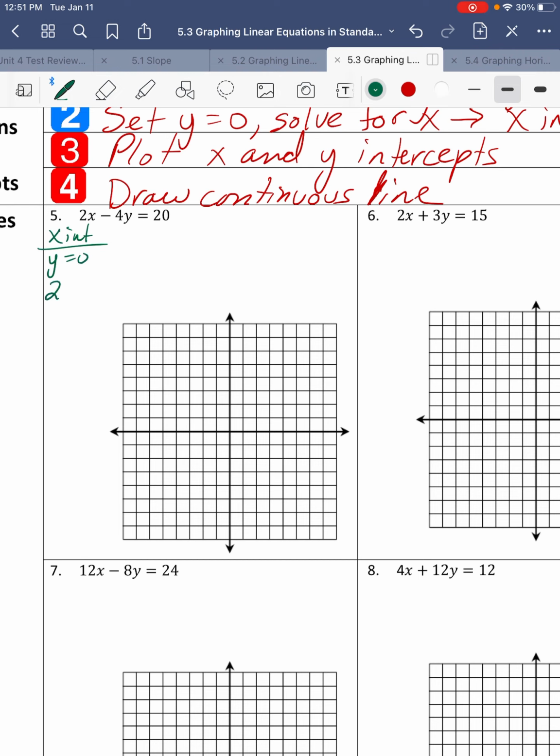So in the equation, we have 2x minus 4 times 0 equals 20. We have 2x comes down, negative 4 times 0 is 0, and that's going to equal 20. Well, here's your baby equation. Divide by 2, you get x equals 10. There's your x-intercept.